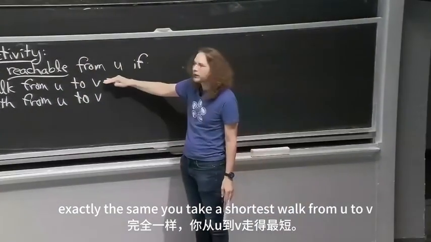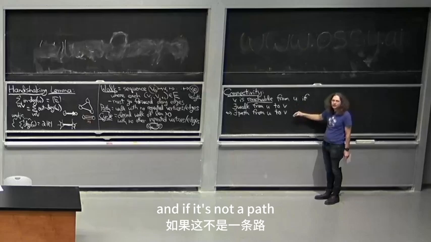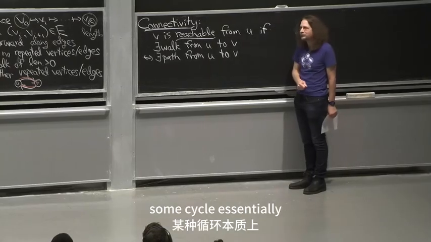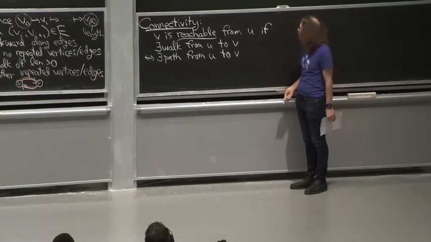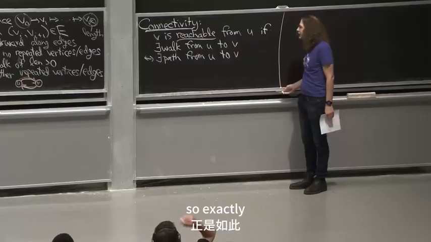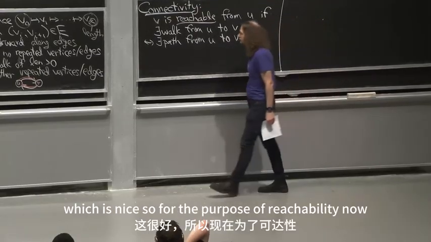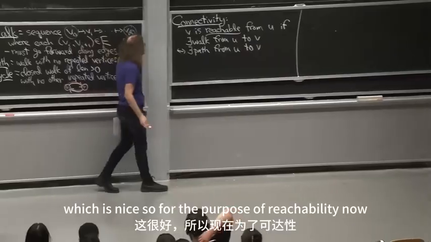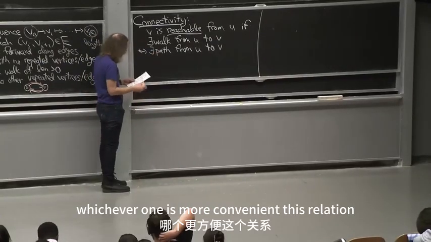You take a shortest walk from u to v, and if it's not a path, then it has some loop in it, some cycle essentially, and then you omit that cycle and you get a shorter walk, contradiction. So exactly the same proof as before, still respects the edge directions, which is nice. So for the purpose of reachability now, walks and paths are the same. So we can assume whichever one is more convenient.